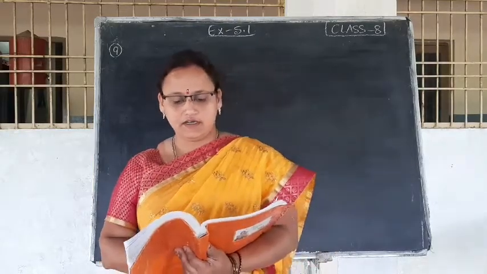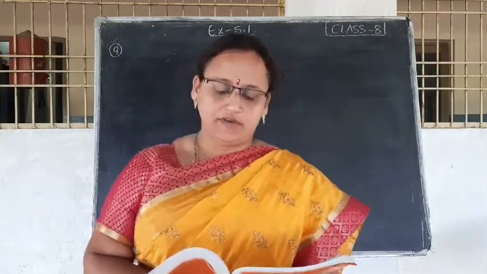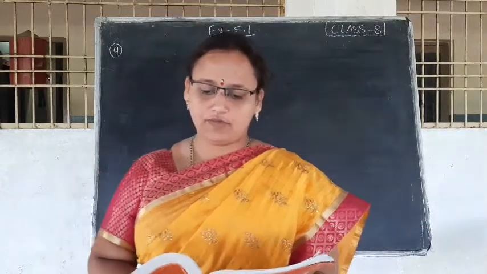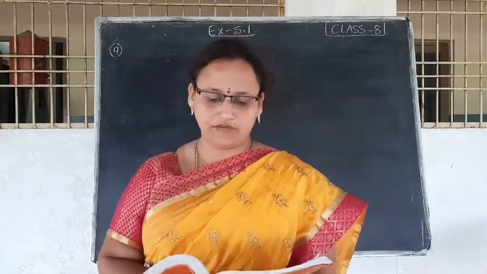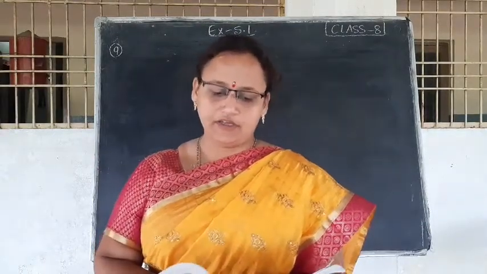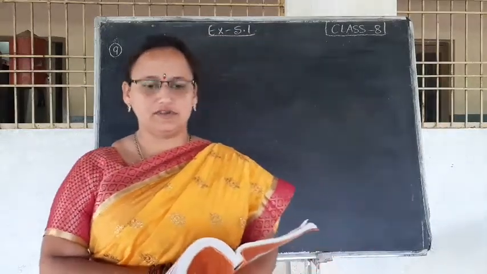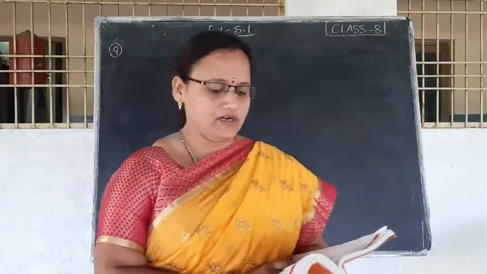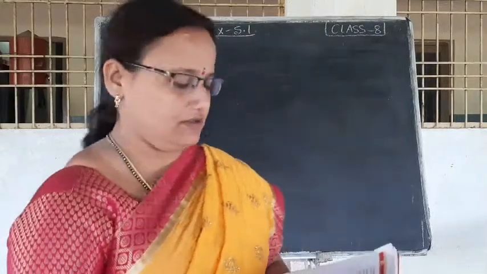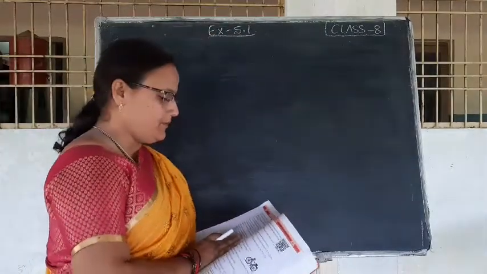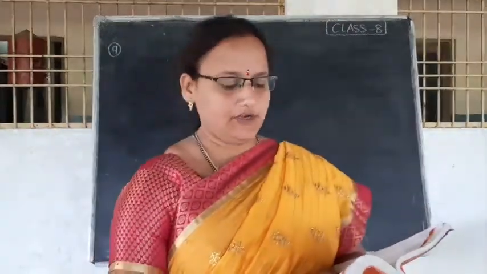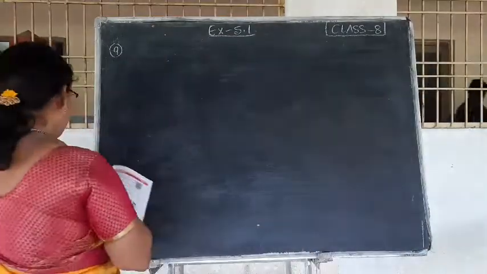So, Rajendra and Rihana together started a business. For every month, Rihana receives 25% of the profit. If in a particular month Rihana received 2080 rupees, then what is the total profit of that month? Okay, so you have to find out the profit in a particular month. So first of all write the given data.